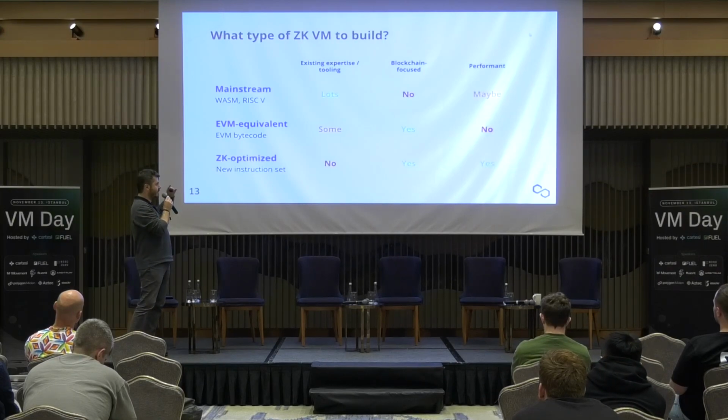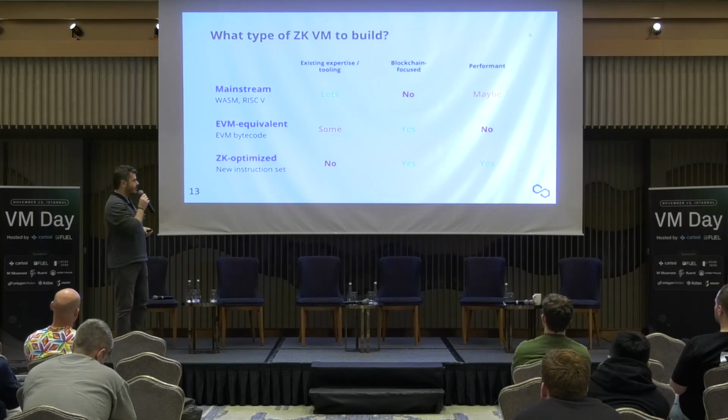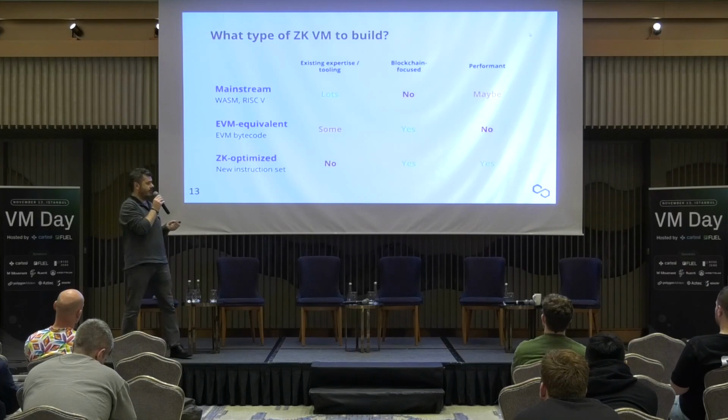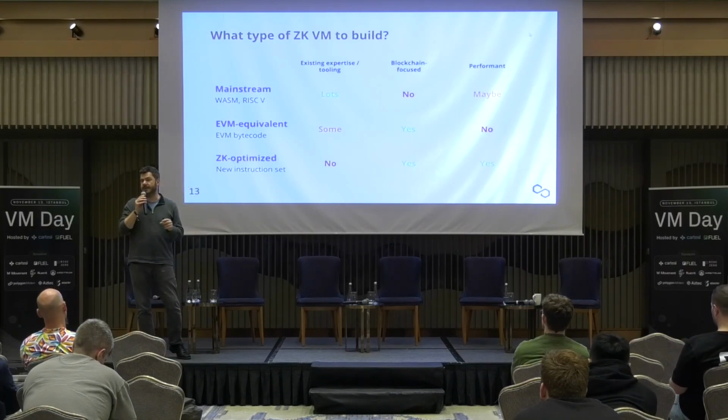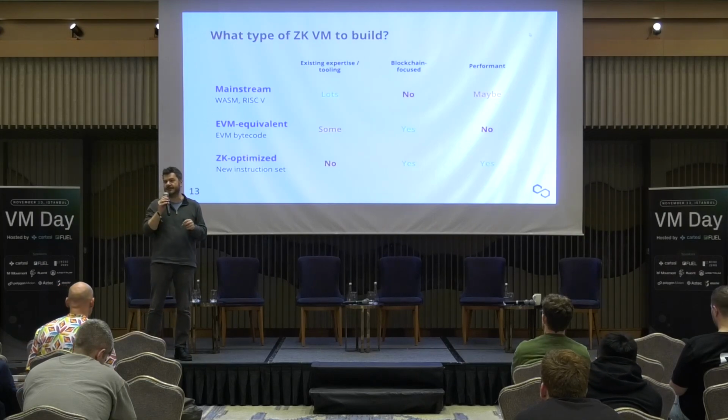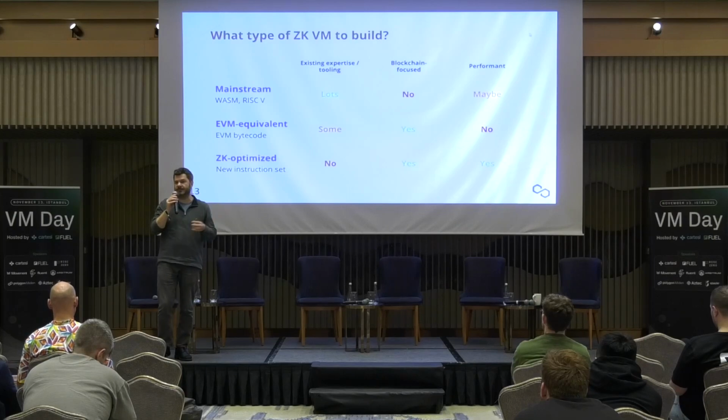And then this is specifically performance in the context of ZK, how easy it is to generate proofs. For mainstream, it depends on which instruction set you go with. For something like RISC-V, maybe it's more efficient. If you try to do x86, it's going to be very inefficient. RISC-V may be a bit more efficient. WASM is somewhere in the middle probably.